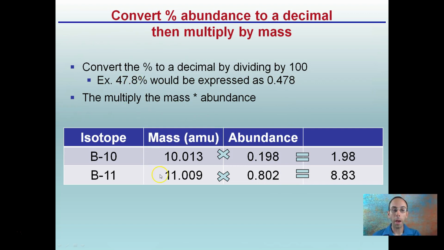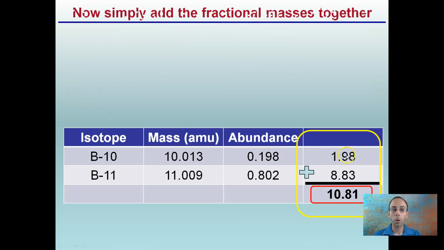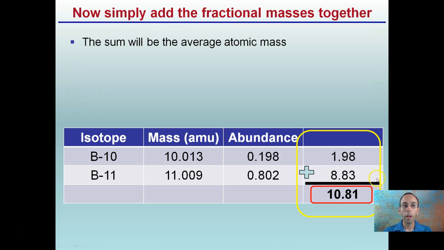We then want to multiply the mass, here expressed in atomic mass units, times the abundance to get a number. Once we have these numbers, we're going to go through and take the sum, which will be the average of the atomic masses. We take 1.98 and add it to 8.83. So our weighted average would be 10.81, which would be the weighted average for boron.